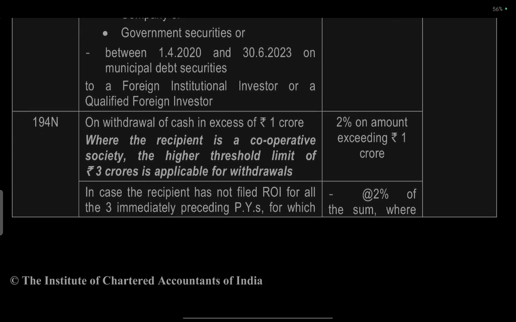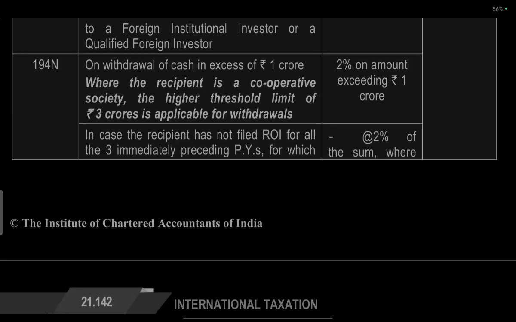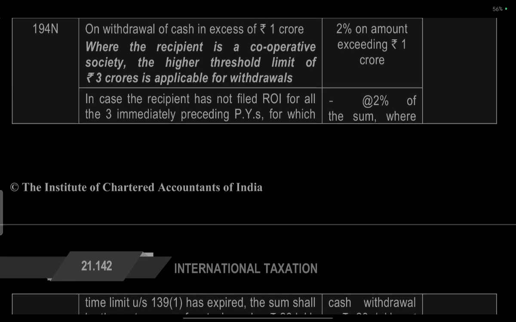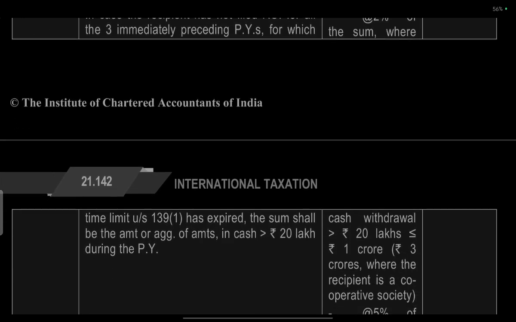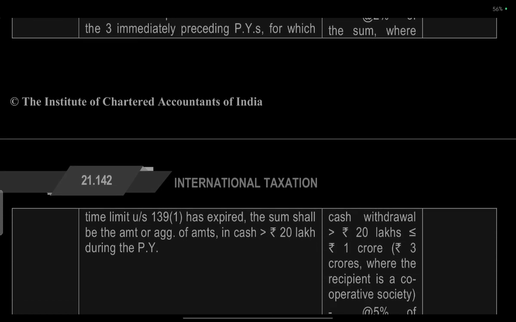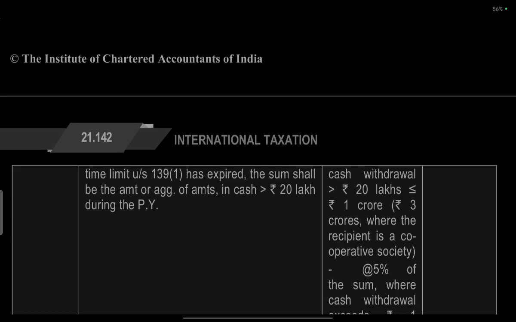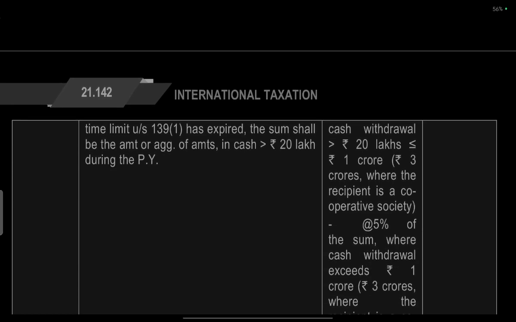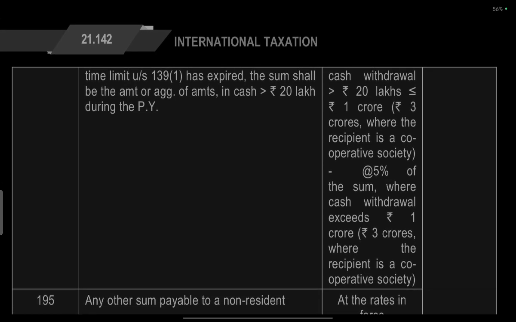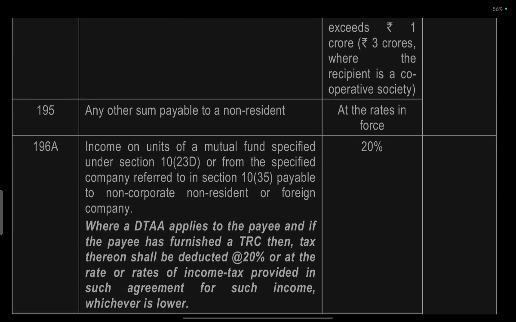Section 194N: cash withdrawal exceeding 1 crore, where the recipient is a non-cooperative society; the higher threshold limit is 3 crores for cooperative societies. Withdrawal, 2% on the amount exceeding 1 crore. In the case of a resident who has not filed a return of income for the past 3 assessment years, the previous year for which the time limit under Section 139(1) has expired, where the aggregate cash withdrawal exceeds 20 lakhs during the period, 2% of the sum where the withdrawal is greater than 20 lakhs and less than 1 crore, and 5% where it exceeds 1 crore. For cooperative societies, 2% where the withdrawal exceeds 3 crores.